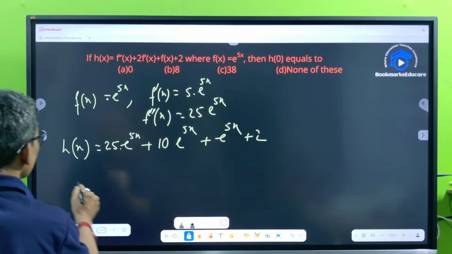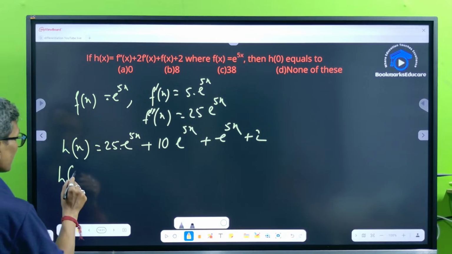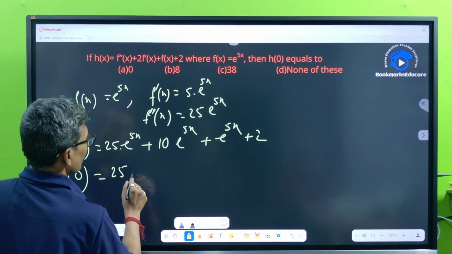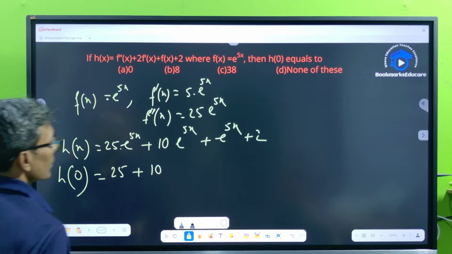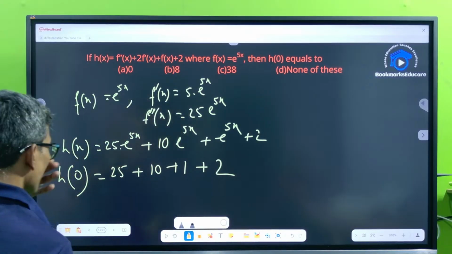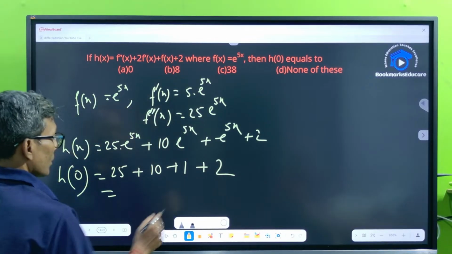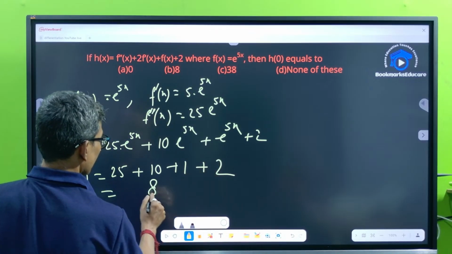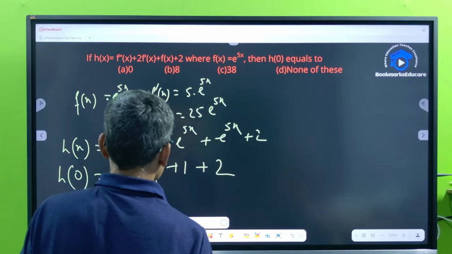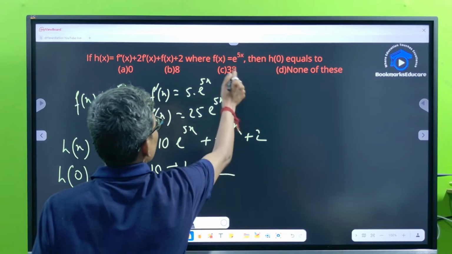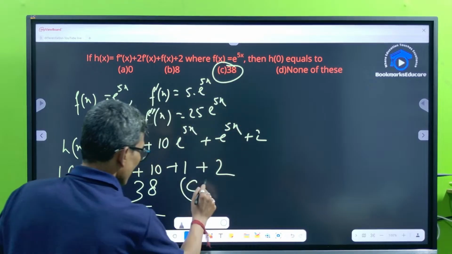अब 0 बैठा देता हूँ यहाँ पर, putting 0 instead of x, 25 plus 10 plus 1 plus 2. So 8, 30, 3, 35, 38 is the required answer. The right option is C. Okay.